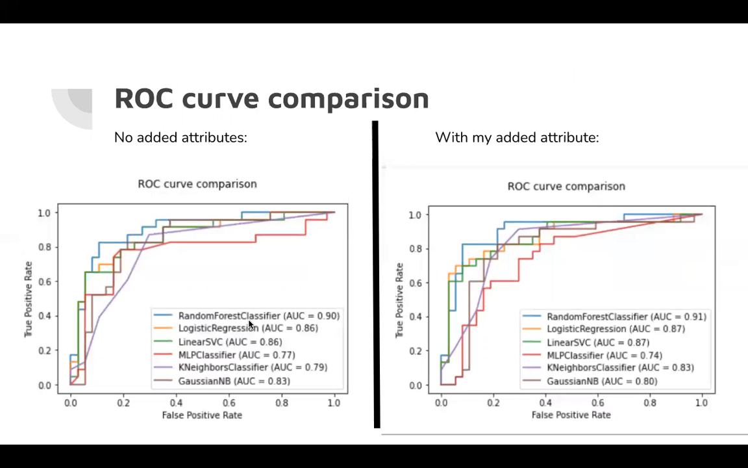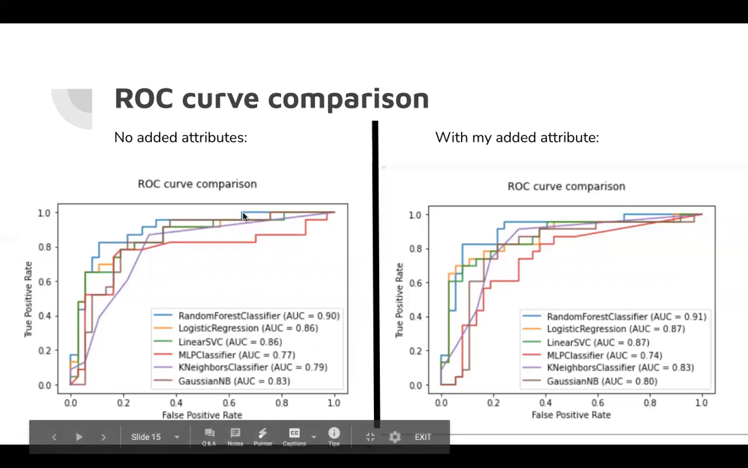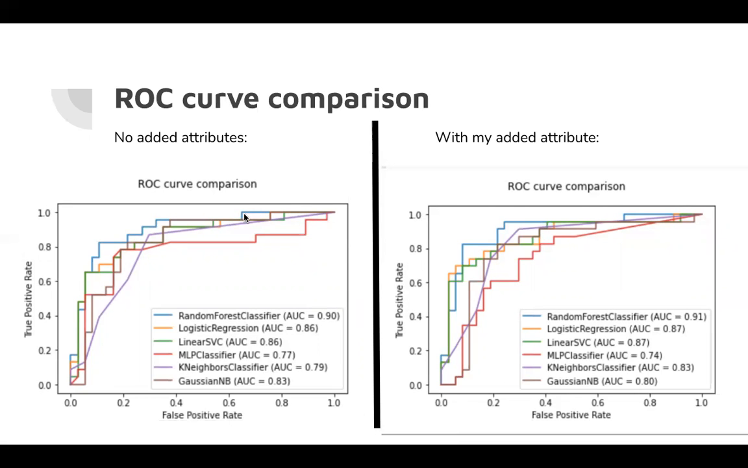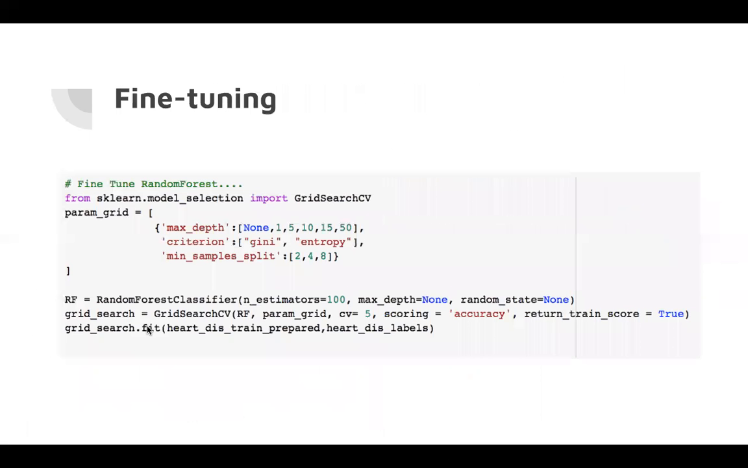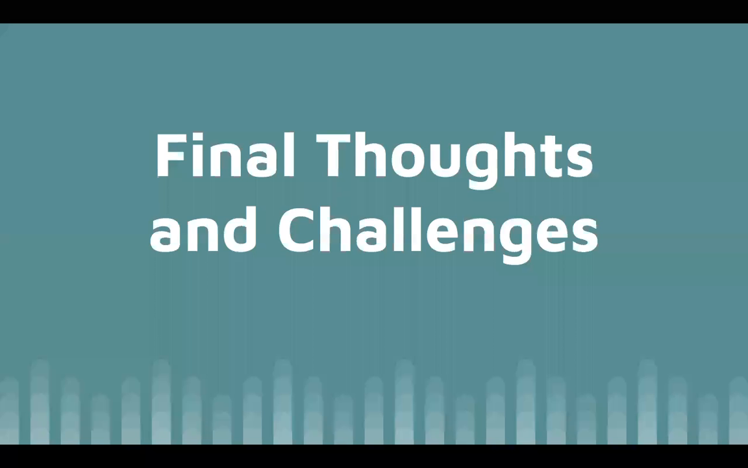I also made the ROC curve comparison. I figured I'd do it for both anyway. We can see in my ROC curve comparison that random forest classifier with fine tuning does perform the best. Next is logistic regression and linear SVC. When we look at my ROC curve with my combined attributes, random forest again does really well. But I would settle on no combined attributes, and I think my fine tuning came out pretty okay. So that's my project.